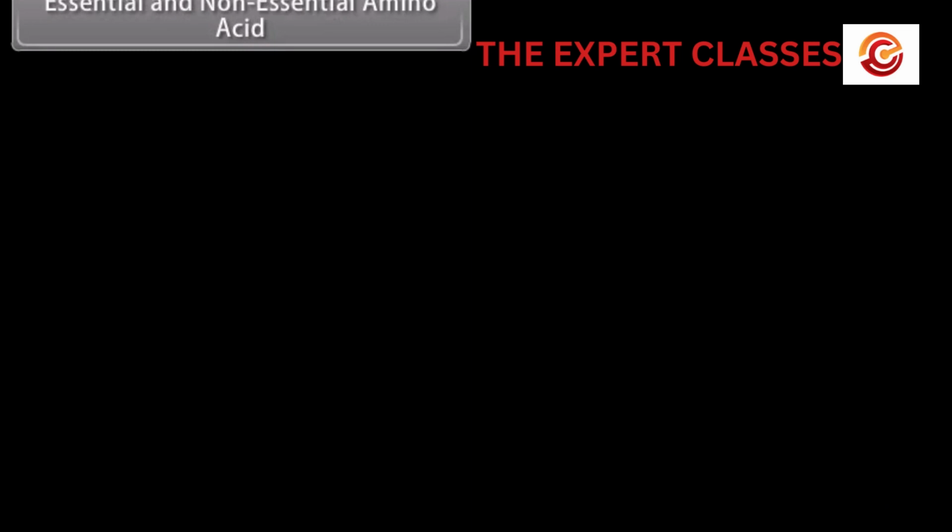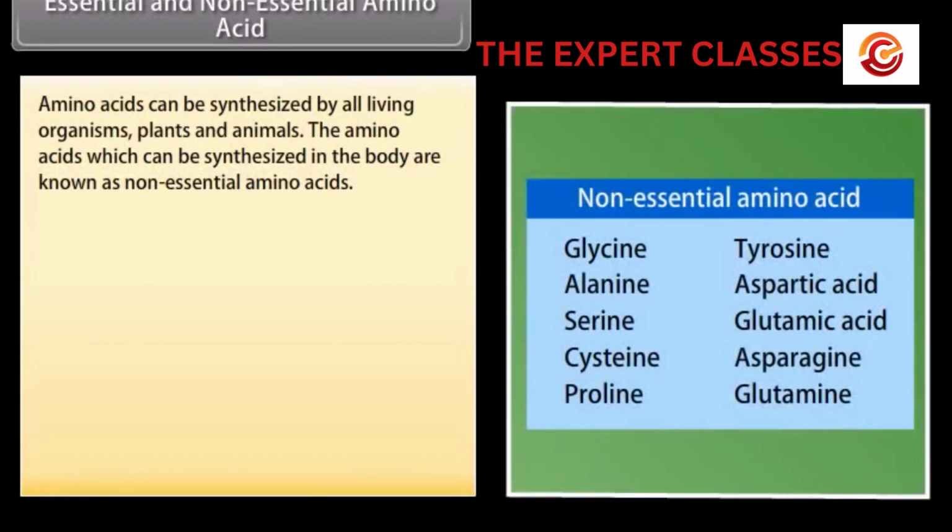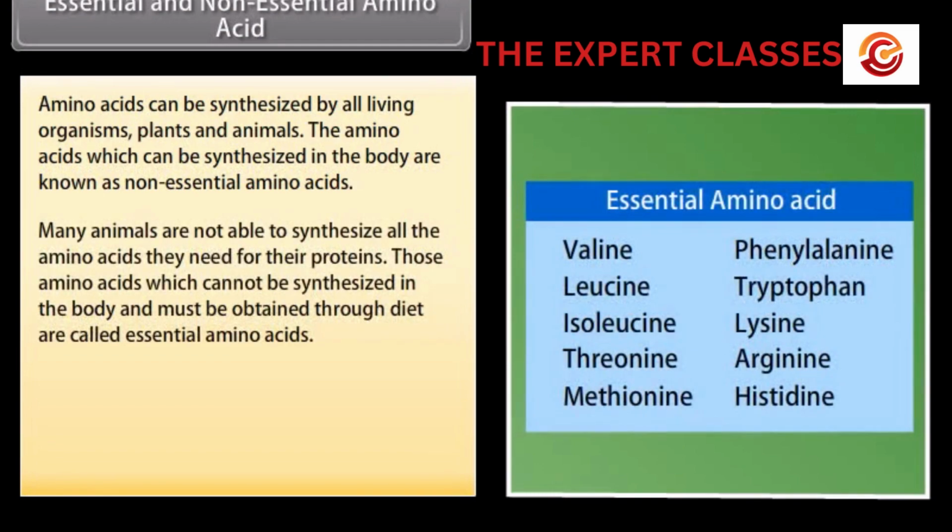Essential and non-essential amino acid. Amino acids can be synthesized by all living organisms, plants, and animals. The amino acids which can be synthesized in the body are known as non-essential amino acids. Many animals are not able to synthesize all the amino acids they need for their proteins.